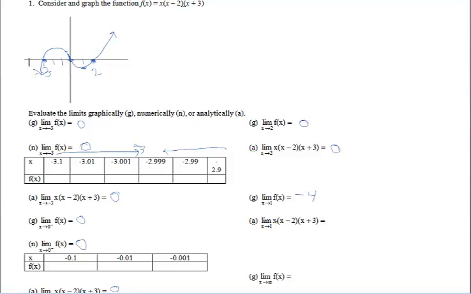Analytically, direct sub in, evaluate the function at 1. It is well behaved, so when we do plug 1 in, that functional value will equal the limit. So 1 times -1 times 4.